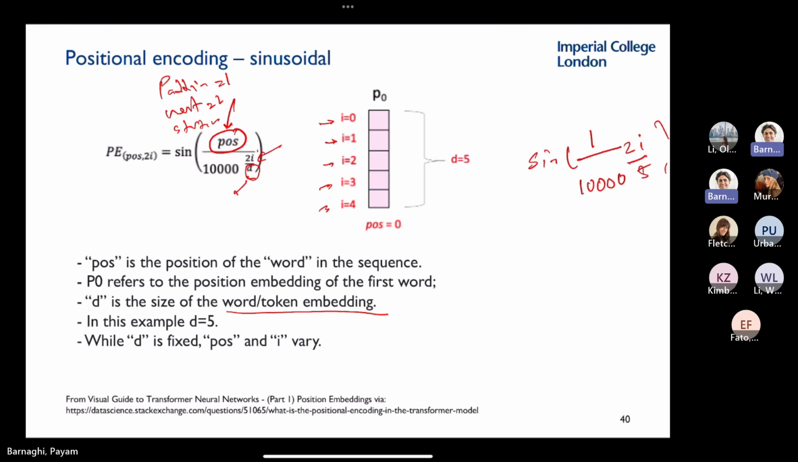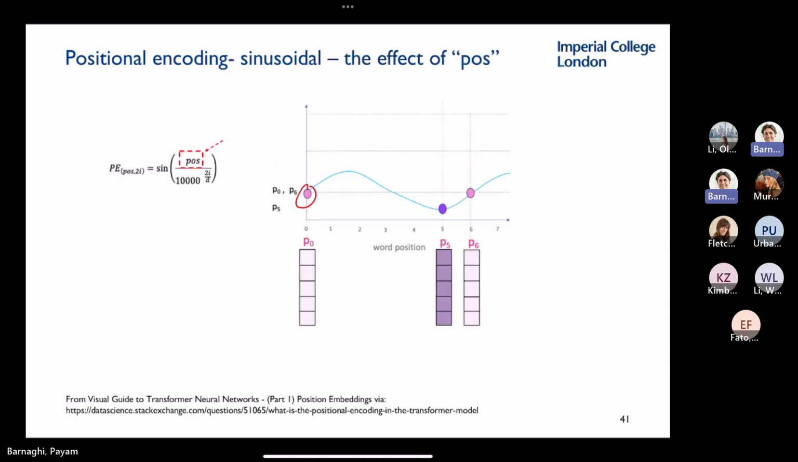And as I said, the position is fixed for each word, and i changes, and d is always fixed because the embedding dimension is always fixed. But if you take the position for a second, like positions 0 and 6 here, for example, I think they will create the same value. But if you change i constantly, then in different dimensions you're going to create a different set of representations. It means in some dimensions they are similar, and in other dimensions they will be different.